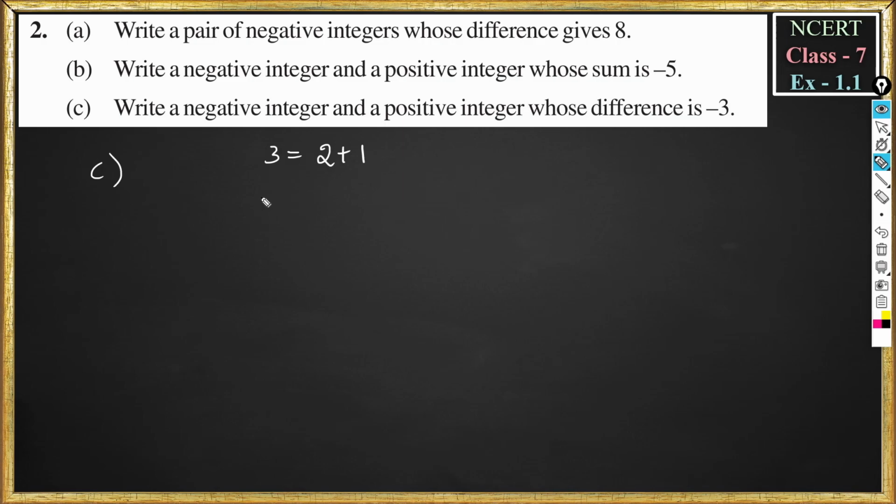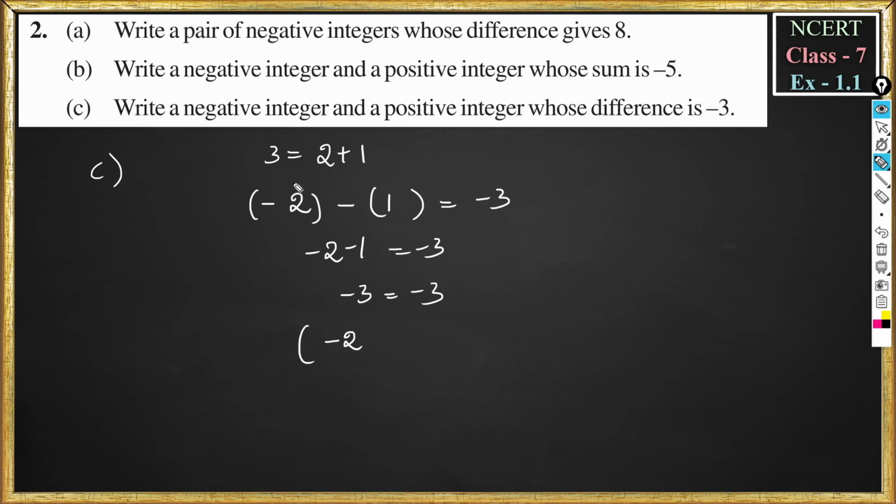So here they are asked for one negative integer and the difference with one positive integer, which should be equal to minus 3. So if we write 2 here and 1 here, we get minus 2 minus 1, which is equal to minus 3. So we can write the pair of integers minus 2 comma 1. These are one negative integer and one positive integer whose difference is minus 3.